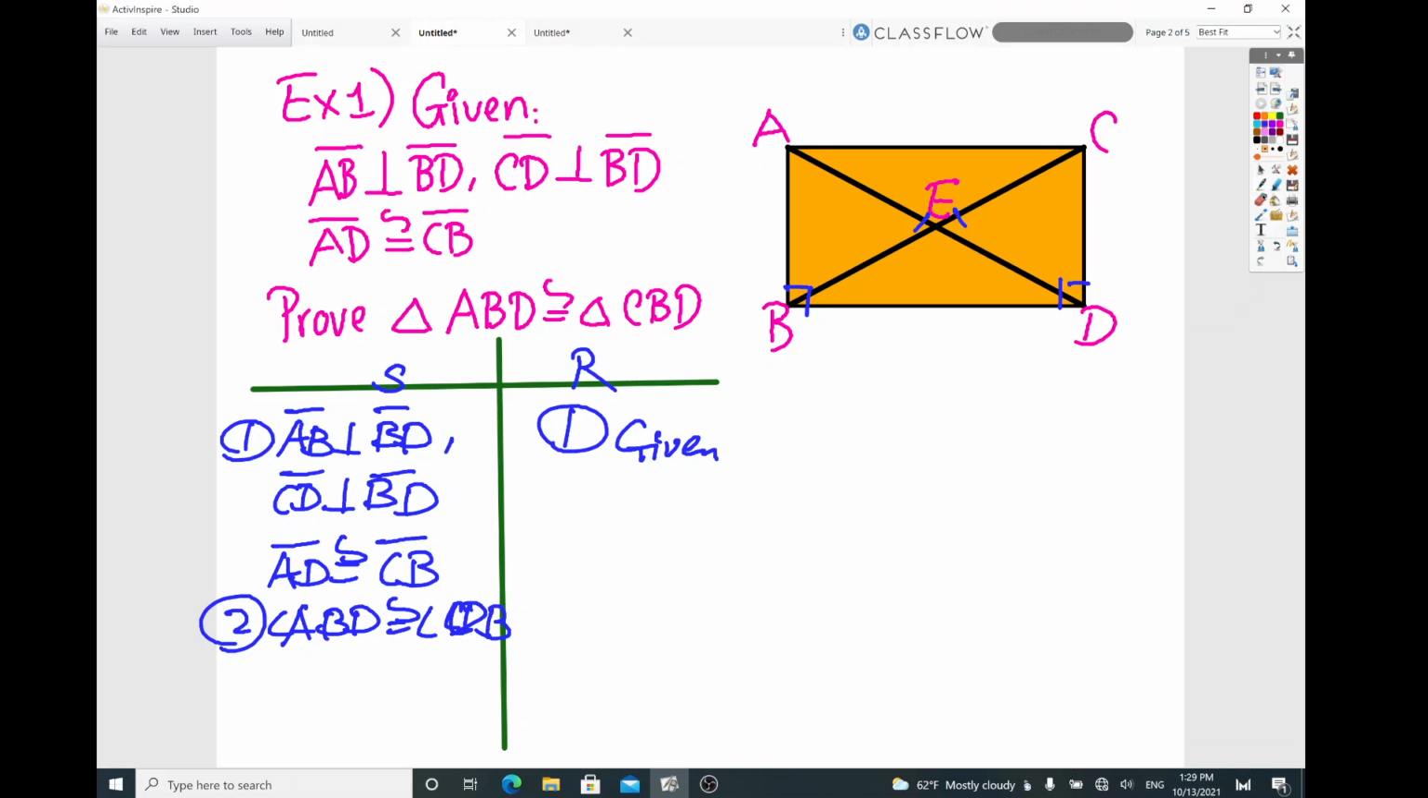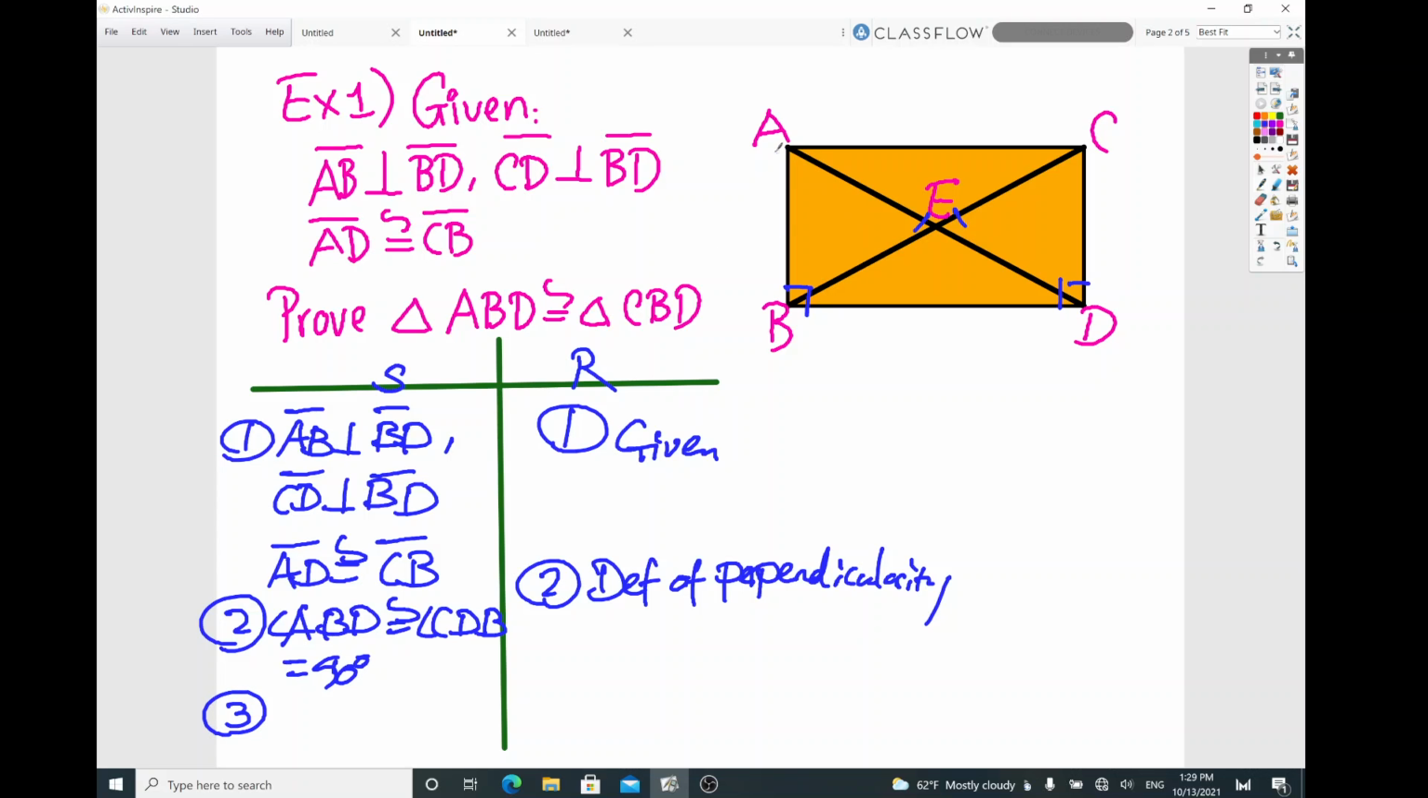So basically what this does is show that the triangles are right triangles, ABD and CDB. This one is by using the definition of perpendicularity, and also congruent angles, 90 degrees. Now the other thing that we can show here is segment AD, but it's already given here that segment AD is congruent to segment CB, so we don't need that right here, otherwise that would be duplicated.